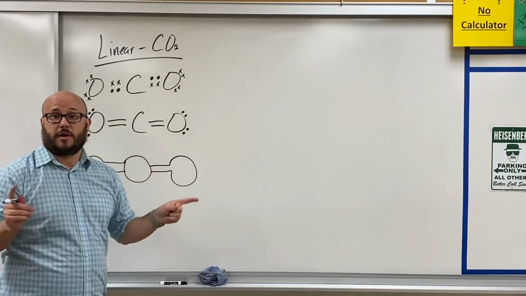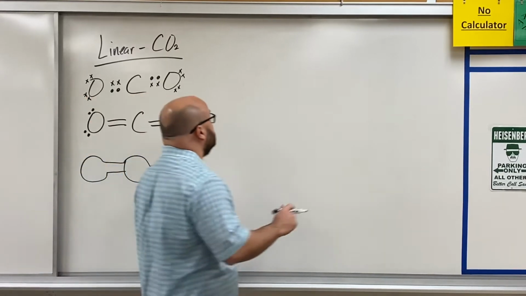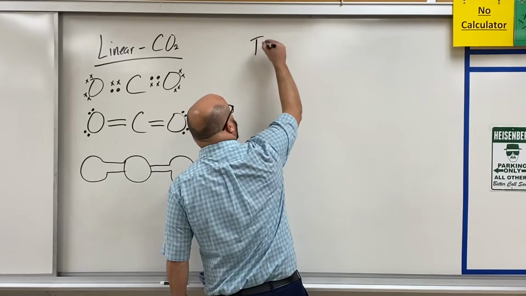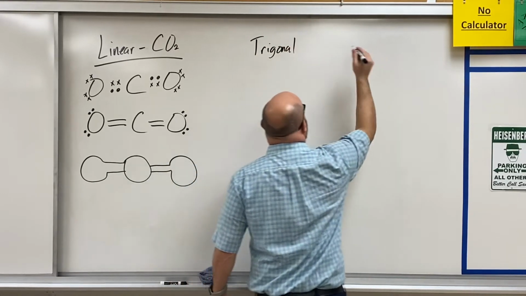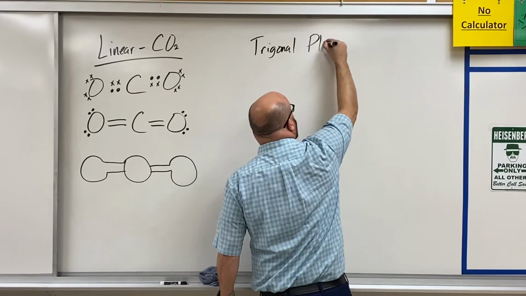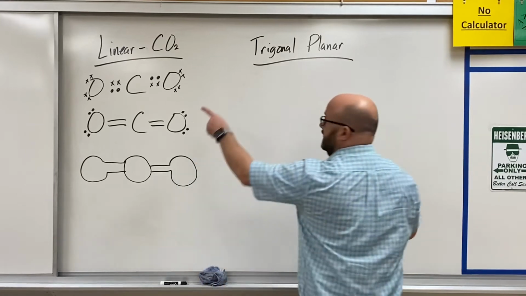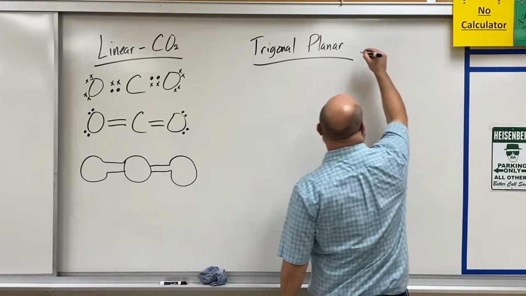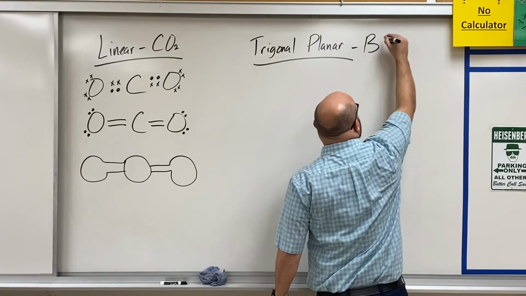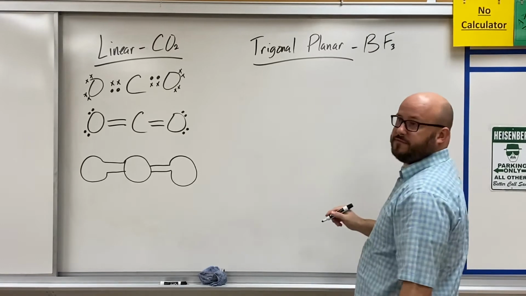Secondly, we're going to look at trigonal planar. Trigonal meaning 3. Planar meaning flat. Because this one, just like linear, is 2-dimensional. The example we're going to look at is boron trifluoride.